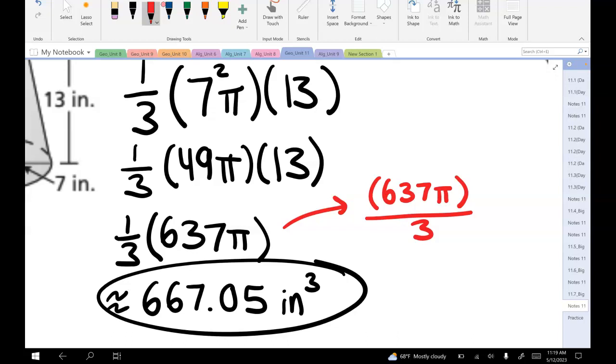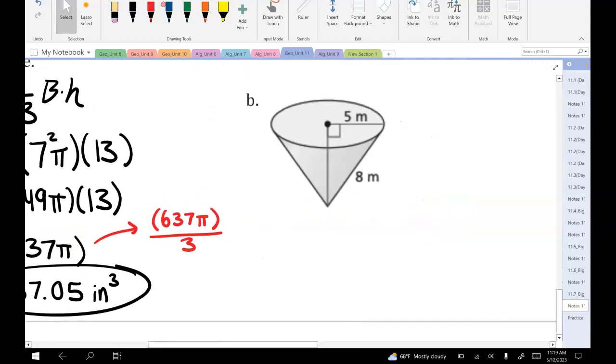All right, last example. Again, finding more volumes. But as I said, this 8 meters is our slant height L. And to find volume, we need our H value, which would be that length there. So we sometimes call these right cones because inside of this cone we can make a right triangle, which is going to help us solve for H.